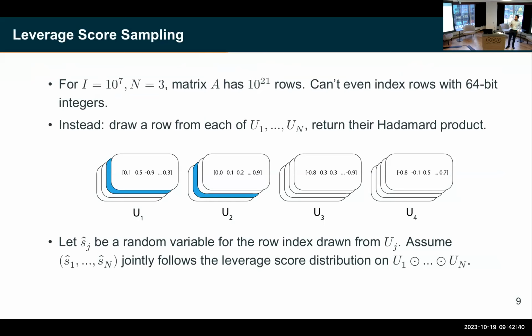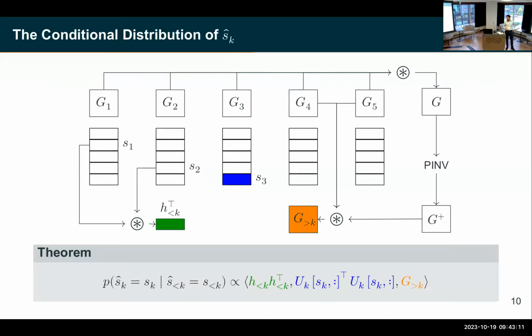So what we're going to do instead is sample implicitly from the leverage score distribution by drawing a row from each of U1 through UN. I'm going to return the Hadamard product of these rows. I'm going to draw each row conditioned on prior draws. So let these variables H1 through HN be random variables for the index that I draw from each matrix, and let's assume that they jointly follow the leverage score distribution. What I want is the conditional distribution on some random variable, let's say H3, conditioned on the draws that I've already taken for H1 and H2.